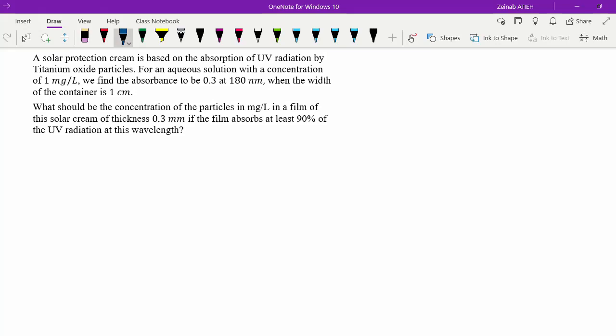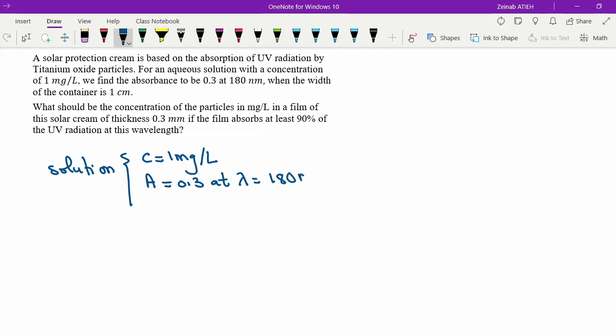So what did he give us? He gave us some characteristics for this solution. For a solution that has a concentration C equals 1 milligram per liter, this solution has an absorbance A equals 0.3 at a wavelength lambda equals 180 nanometer, for a container of width L equals 1 centimeter. So he's asking me about the same particles but with different situations.